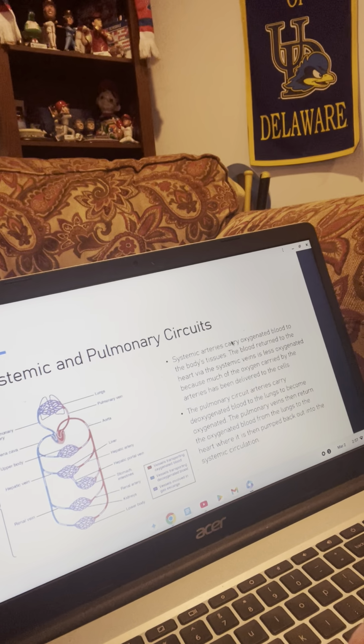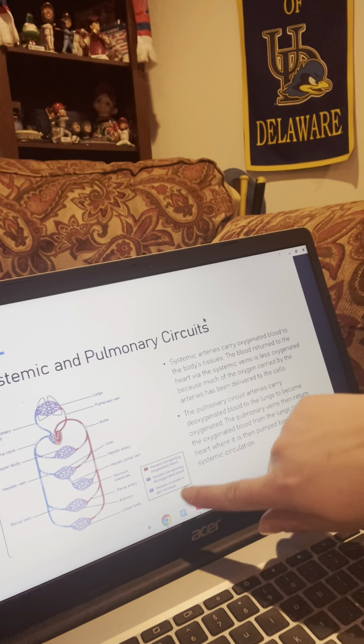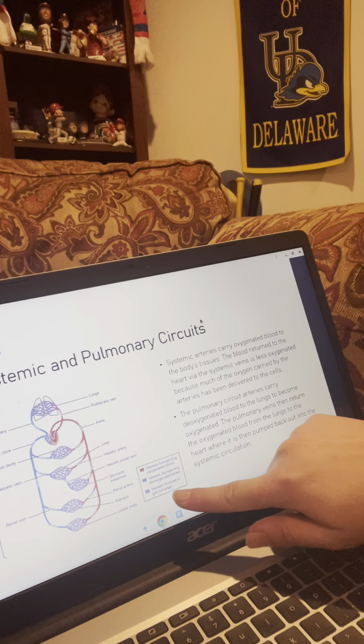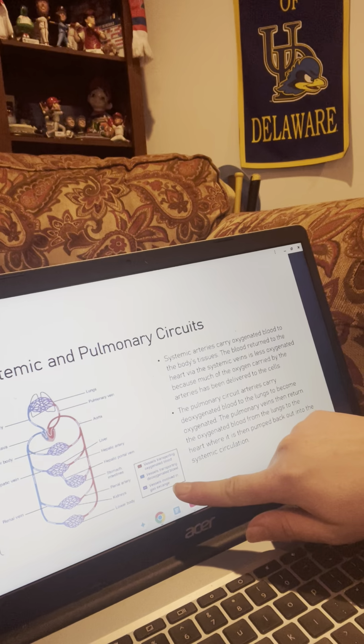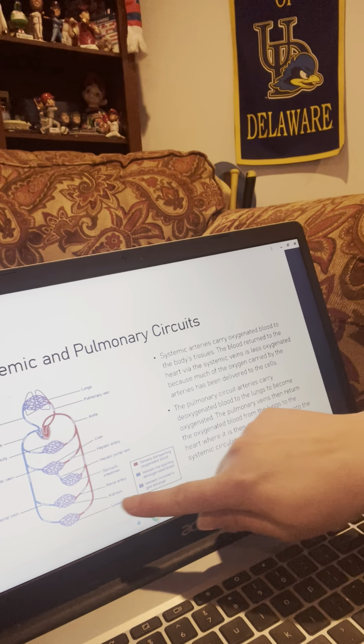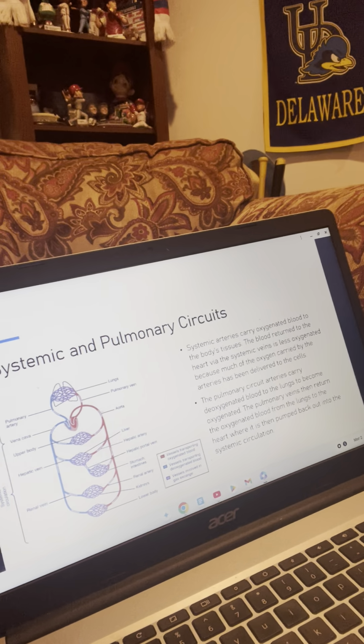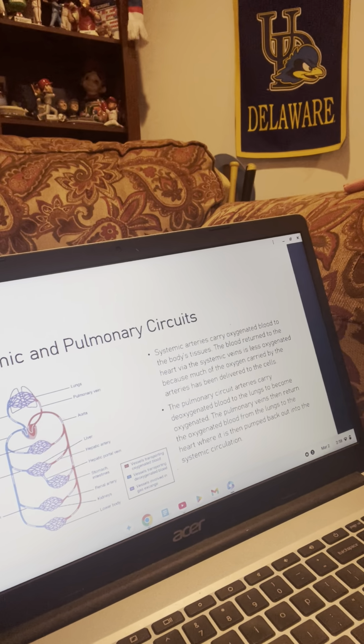So this slide is about the systemic and pulmonary circuits. This over here just gives you a picture. I thought it was a really good picture, and it showed the different vessels and what kind of blood they were transporting. So the red is oxygenated, the blue is deoxygenated, and it says systemic arteries carry oxygenated blood to the body's tissues.